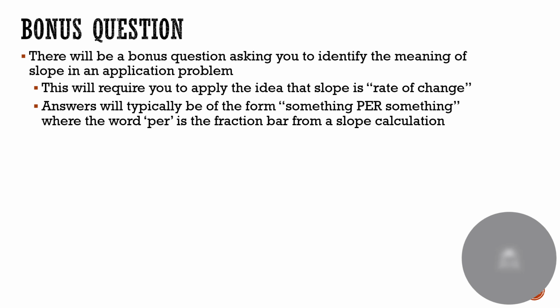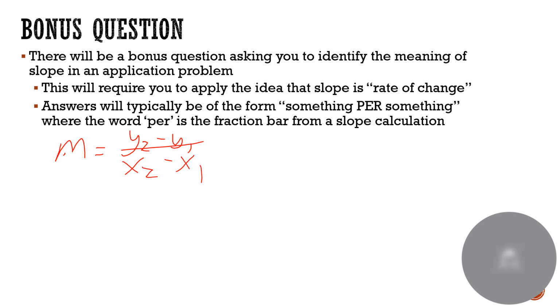Now, there will be a bonus question. The bonus question is going to entail the application of slope. So there will be a bonus question asking you to identify the meaning of slope in an application problem. This will require you to apply the idea that slope is rate of change. Answers will typically be of the form something per something, where the per is the fraction bar from a slope calculation. So if you think about the slope calculation, you have this fraction bar in here.